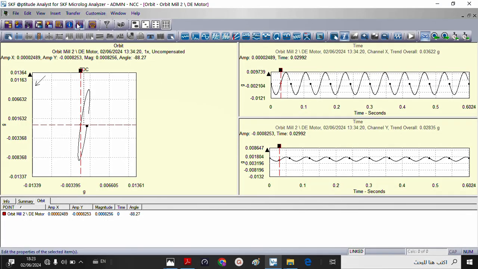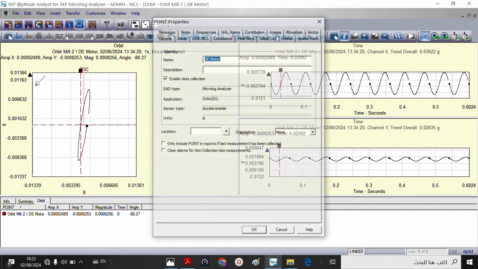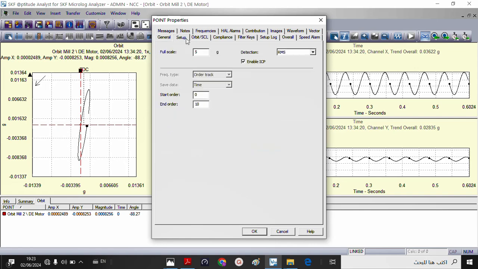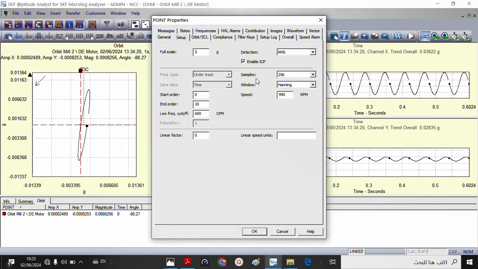Here we will see the settings of these points, where we set them to take 10 revolutions. Here we set up with 256 samples, and this is the orbit and shaft centerline settings. But we cannot measure the shaft centerline because we do not have a proximity probe, as we mentioned in the beginning. We used the accelerometer.